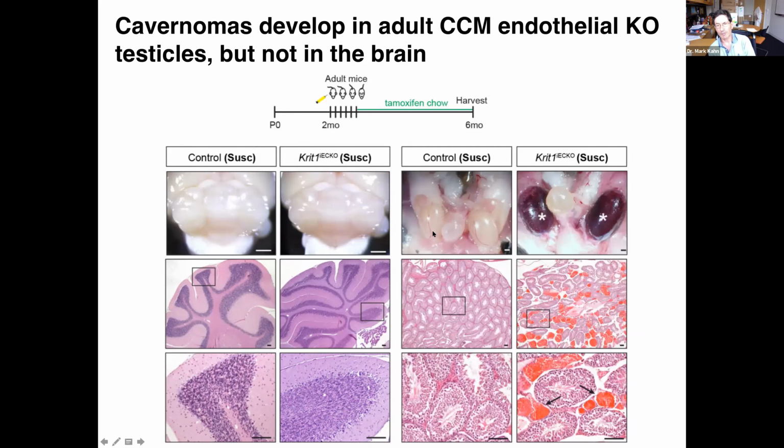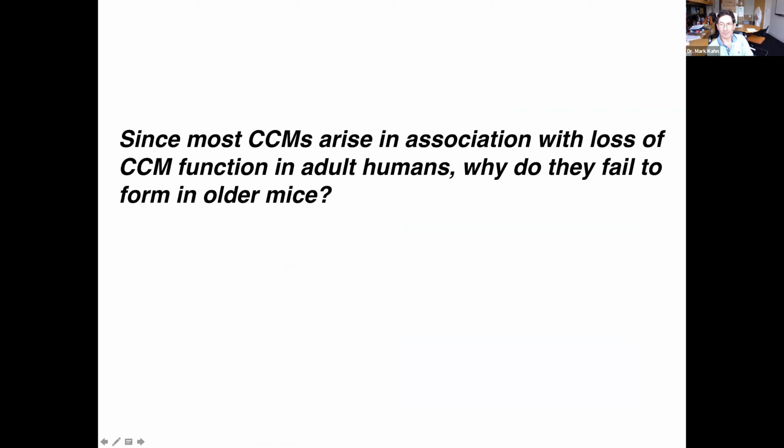But when we followed these animals carefully for 4 months, we did find a single place where there was lesion formation. Even though the brain was negative, the testes in these animals formed very large lesions. And I won't show you all the details, but histologically and molecularly, these lesions really are cavernomas. They're just testicular cavernomas, not cerebral cavernomas. And so this was an important clue, because it suggested that you could form cavernomas in older animals, but you weren't forming them in the brain.